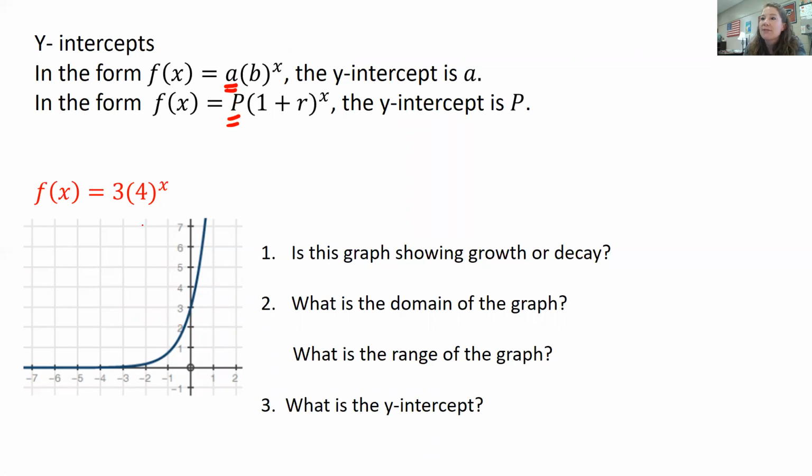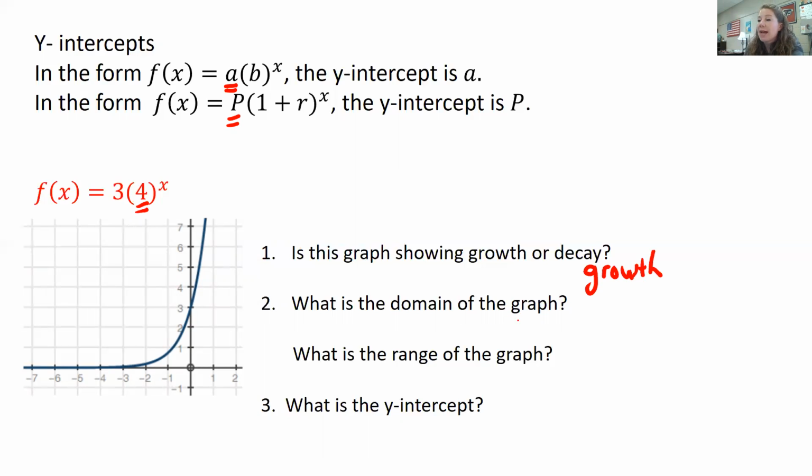All right, so let's look at this graph. We have an equation, and this equation graphed is right here on this graph. The first question: is this graph showing growth or decay? There are two different ways we can tell. First, we look at our base. Since 4 is greater than 1, we know it's showing growth. The other way is by looking at our graph. Reading the blue line from left to right, it's going up and to the right. So both of those things tell us this is showing growth, the function and also the graph.